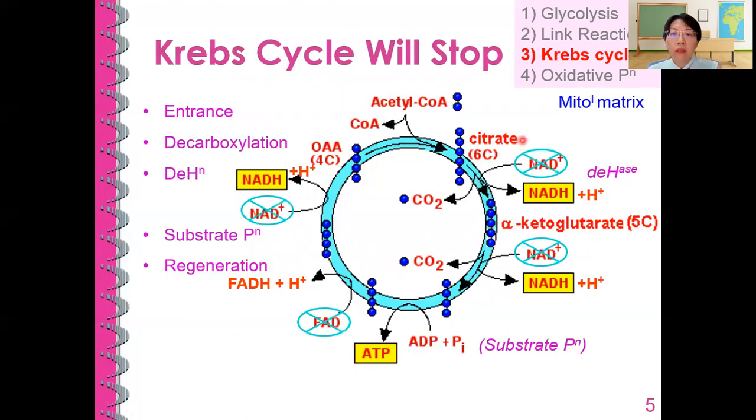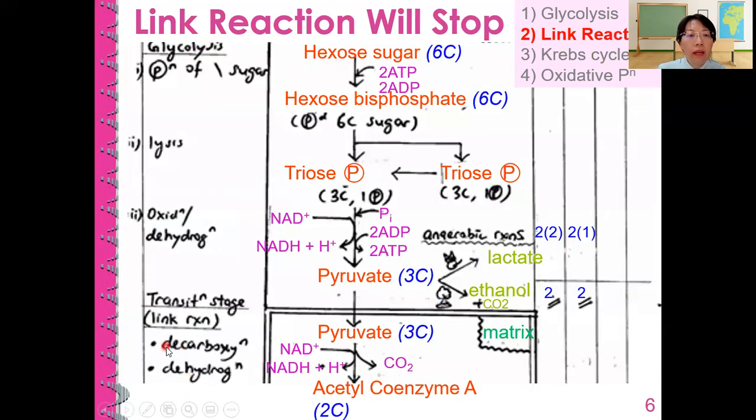So this is where the NAD+ and FAD+ are needed. Same for link reaction here. The link reaction involves one decarboxylation and one dehydrogenation reaction. So when you don't have NAD+, of course, this link reaction will not occur.